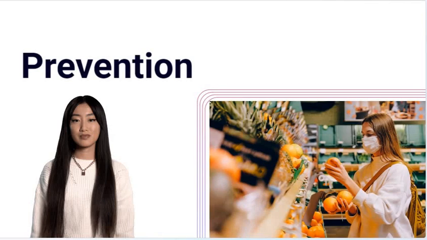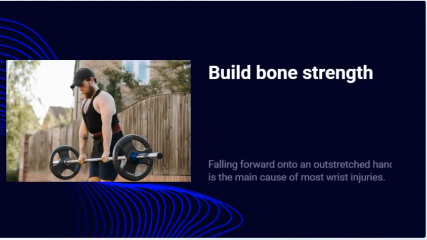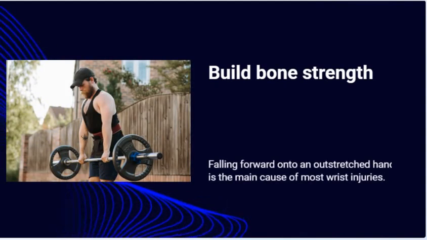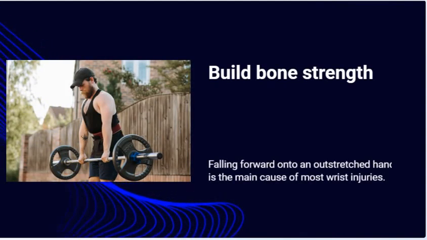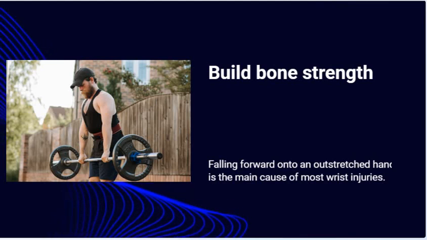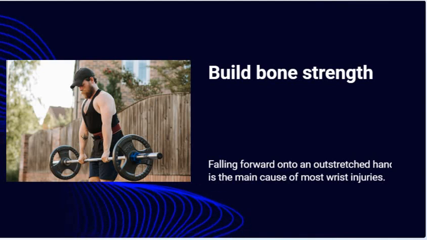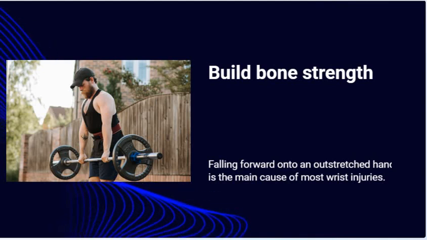It's impossible to prevent the unforeseen events that often cause wrist injuries, but these basic tips may offer some protection. Build bone strength. Getting adequate amounts of calcium can help prevent fractures. For most adults, that means 1,000 to 1,200 milligrams a day. Prevent falls. Falling forward onto an outstretched hand is the main cause of most wrist injuries.